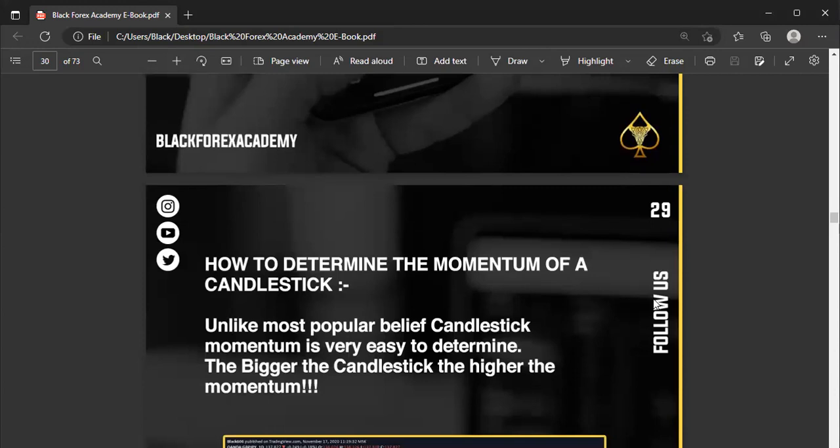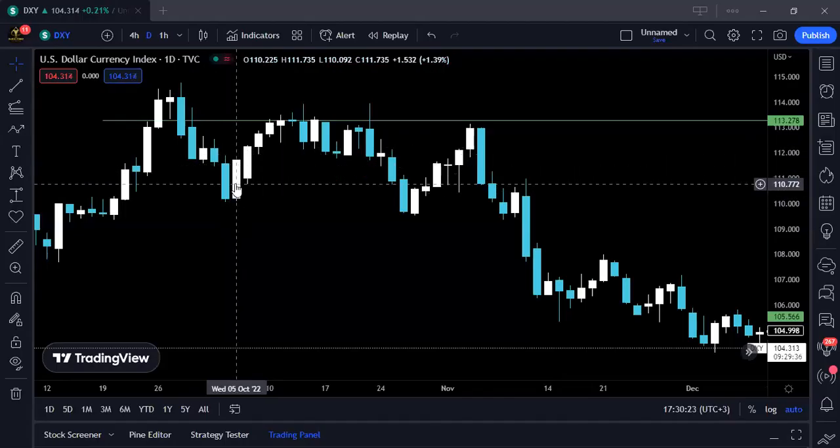Now, unlike the popular belief, momentum is very easy to determine when you're looking at the candlesticks. It's just that the bigger the candlestick, the higher the momentum. The smaller the candlestick, the smaller the momentum. And when we say momentum, what does momentum mean? Momentum means volume.